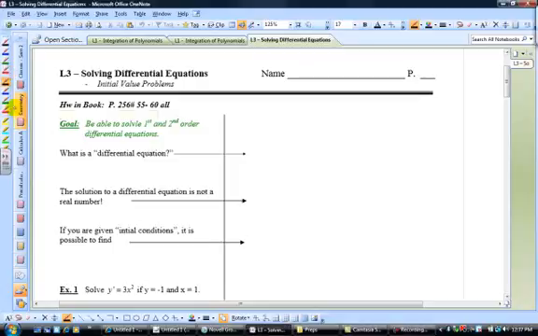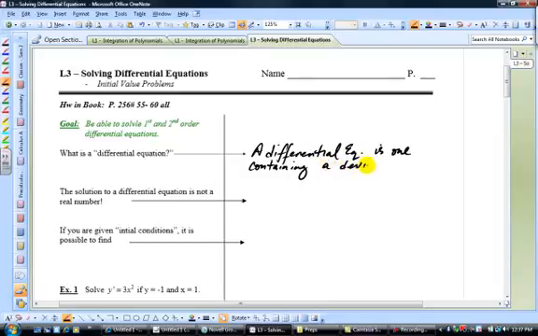So we ought to start off by talking about what in the world a differential equation is. All right, what is a differential equation? Well, it's simple. A differential equation, DFEQ for short, is one containing a derivative, like y prime or dy dx, or f prime.